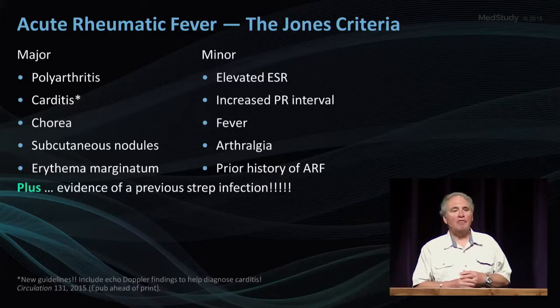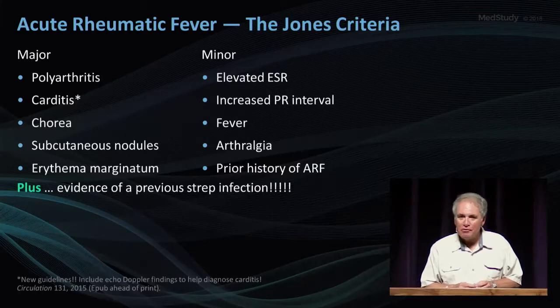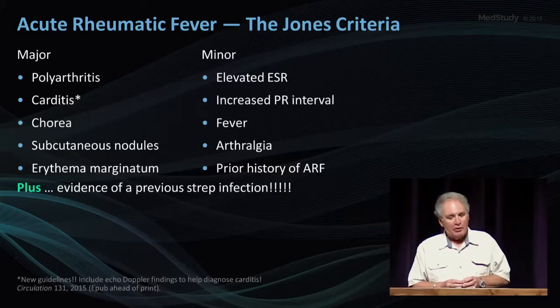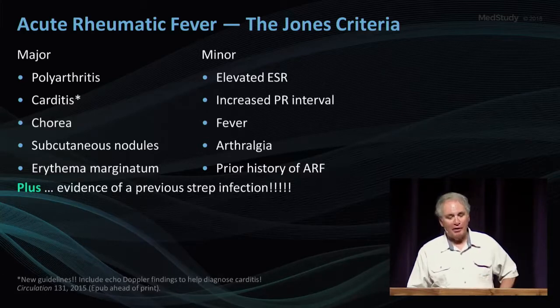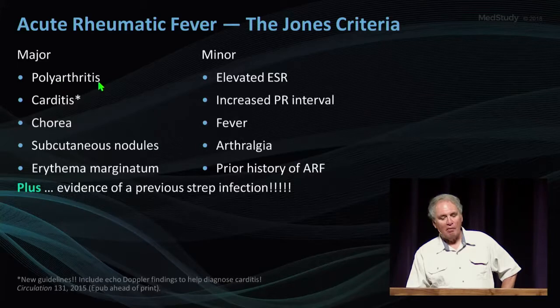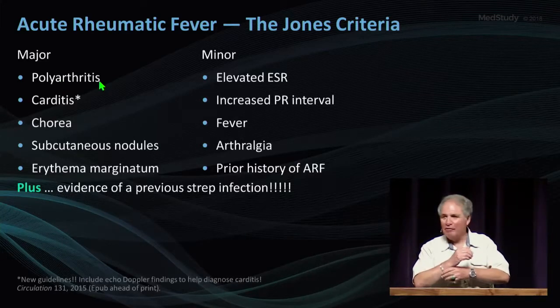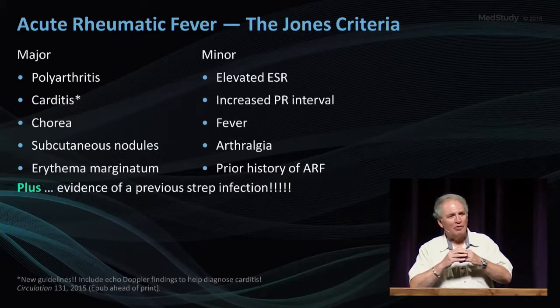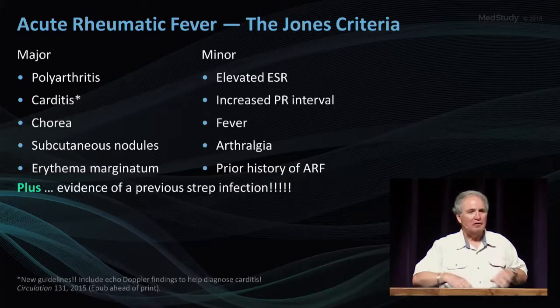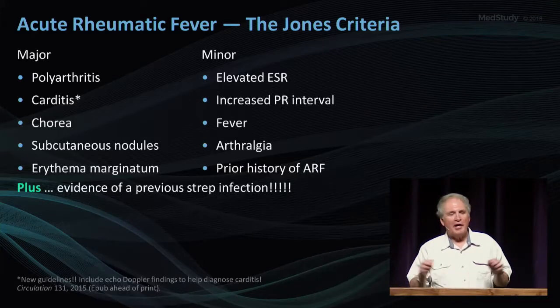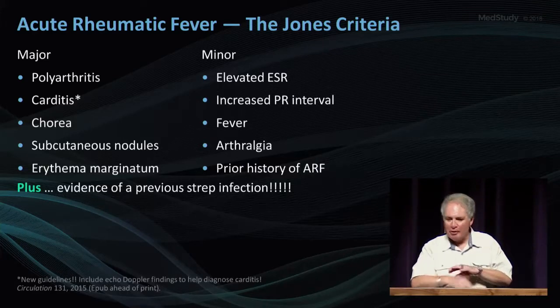The diagnosis of rheumatic fever is still made largely by application of the famous Jones criteria. Major criteria and minor criteria: 2 major or 1 major and 2 minor, plus evidence of a strep infection, allows you to make the diagnosis of rheumatic fever. And the major criteria are polyarthritis, very painful joint swelling, arthritis that migrates from the ankle to the wrist to the knee. Almost can't put a bed sheet on these kids, it hurts that much.